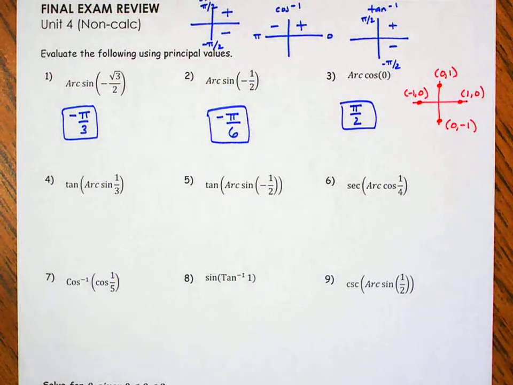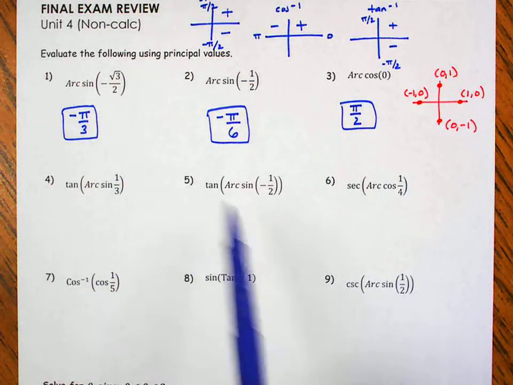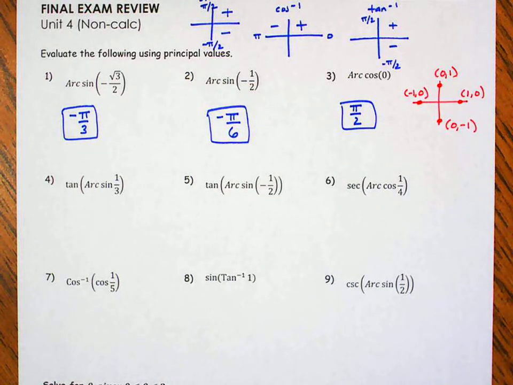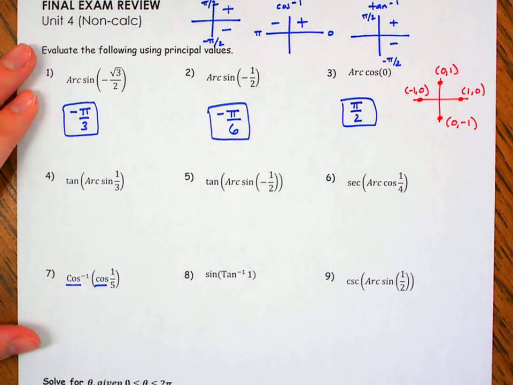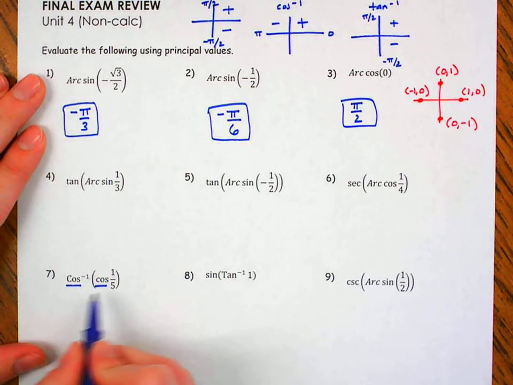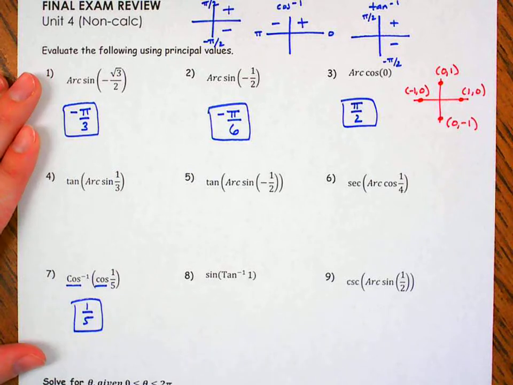Okay, it's going to be a little more complicated now. There are some pieces. Remember, we have some methods. I see these composites, so you have tan of arc something, or you have secant of arc something. Start by looking to see if any of them match. And I notice here I have cosine inverse of cosine. If you see the inverse of the same trig function, the answer is just going to be what's here. The answer is 1/5. That's what I would look for first.